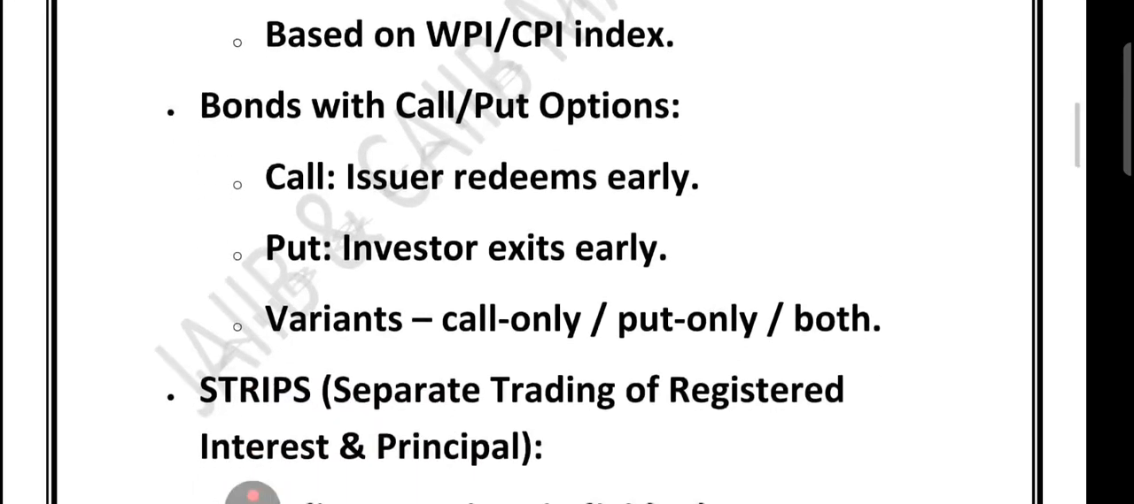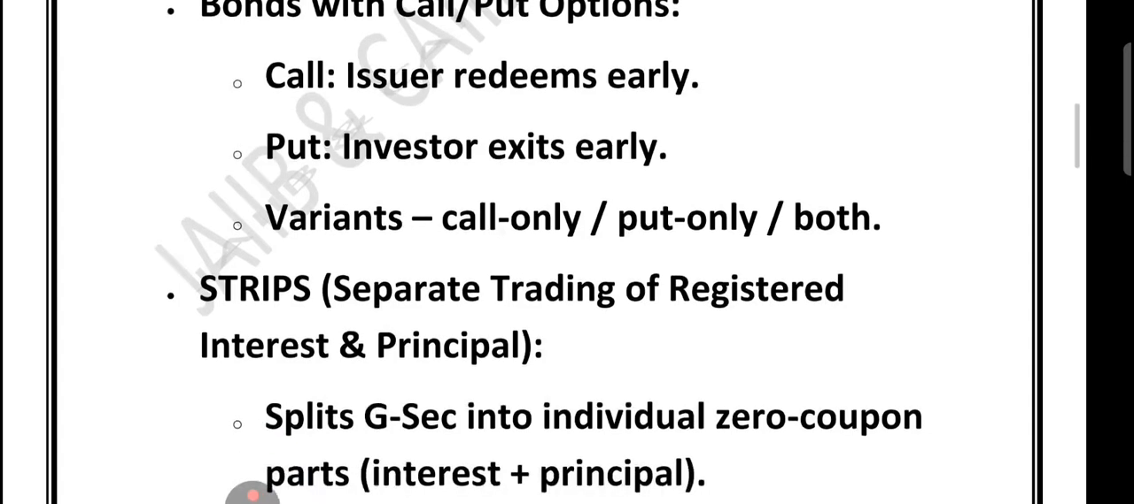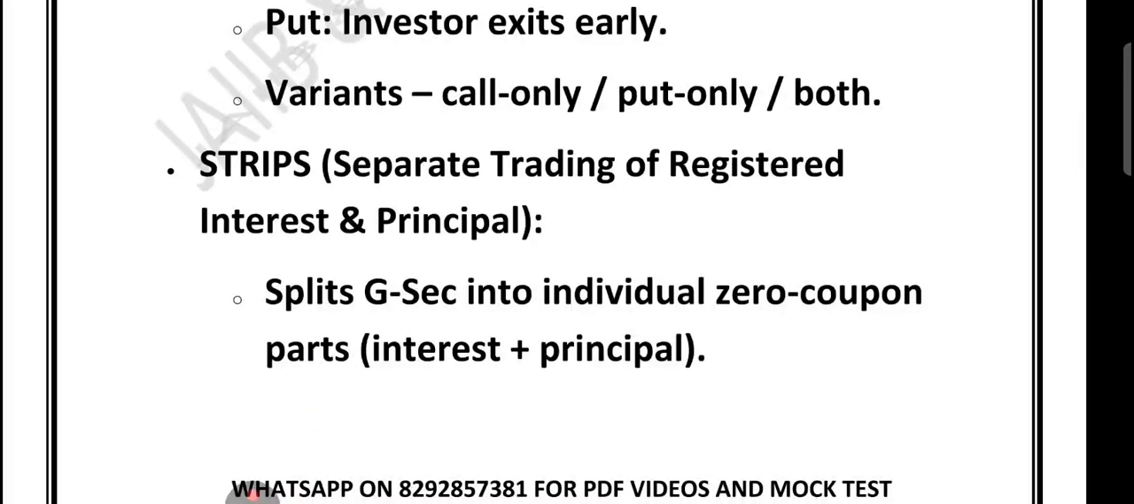Next, we have bond with call and put option. A call option let the issuer redeem the bond early. A put option allow the investor to sell it back early. Some bond may have only one of these feature, while other have both the feature, offering flexibility to both the party.